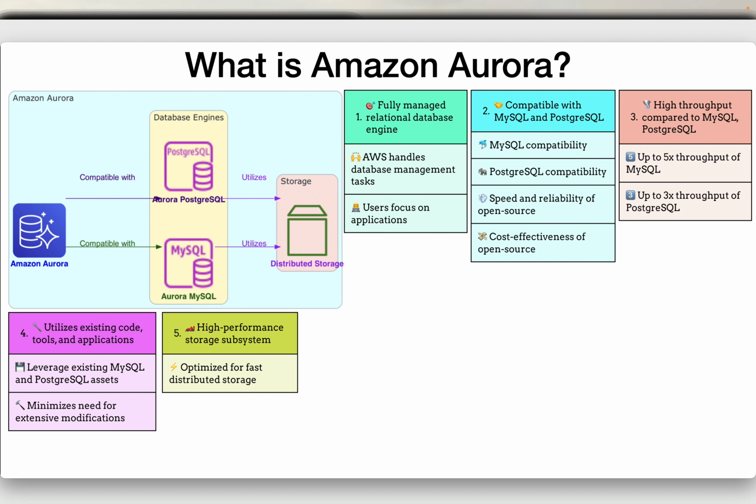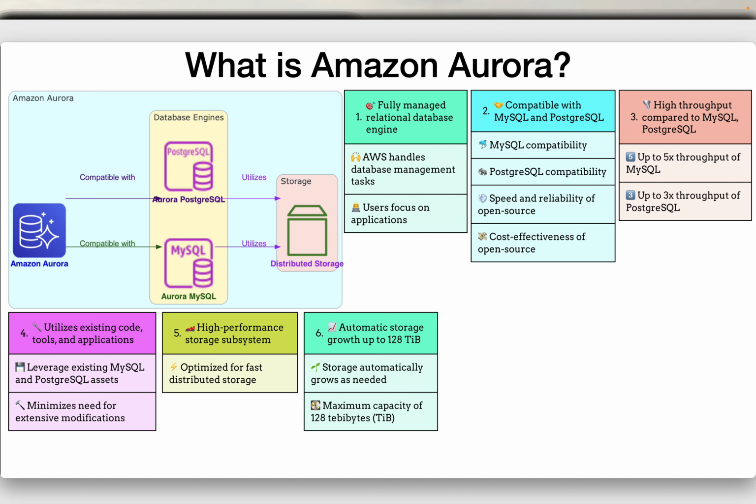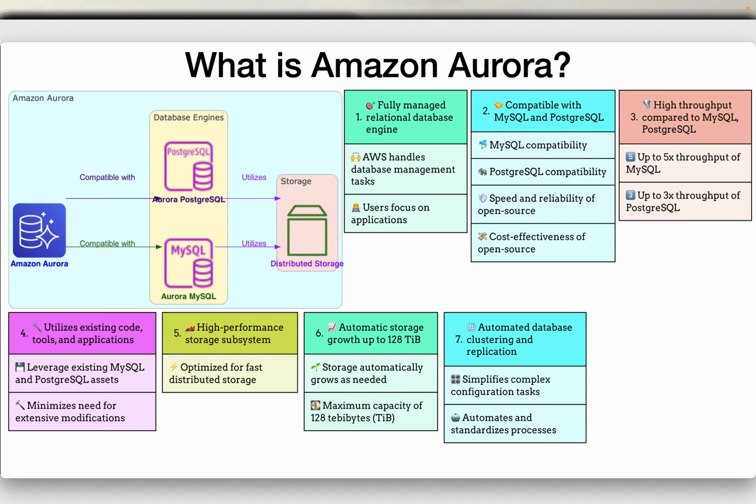Aurora features a high-performance storage subsystem with its database engine optimized to take advantage of the fast distributed storage. The underlying storage in Aurora automatically grows as needed, with a maximum capacity of 128 TB, ensuring ample room for database growth. Aurora simplifies complex tasks like database clustering and replication, which are often challenging in database configuration and administration, by automating and standardizing these processes.